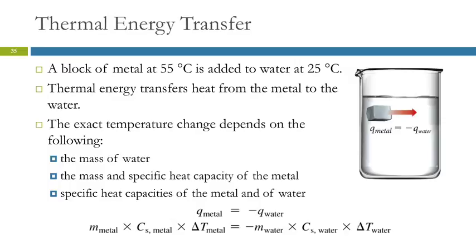What that final temperature is depends on a few things. It depends on the mass of the water. If you have a small beaker of water, the temperature change will be larger than if you had a bathtub full of water. It's also going to depend on the mass and the specific heat capacity of the metal. If this is a big chunk of metal, it's going to release more heat. If it's something with a high specific heat capacity, it's going to release more heat.